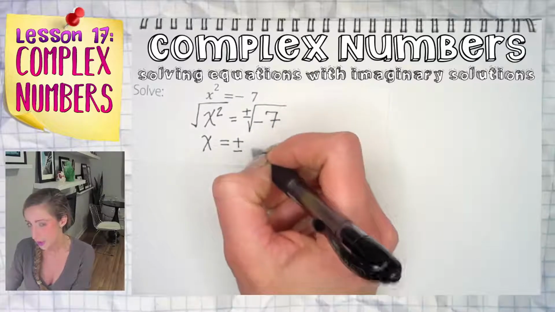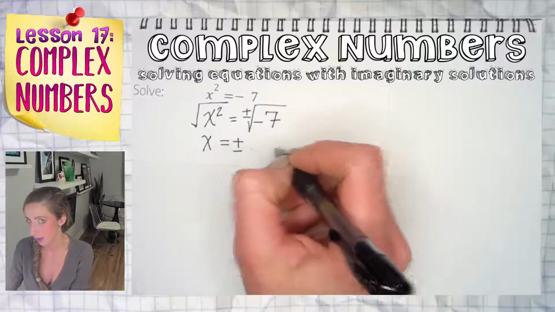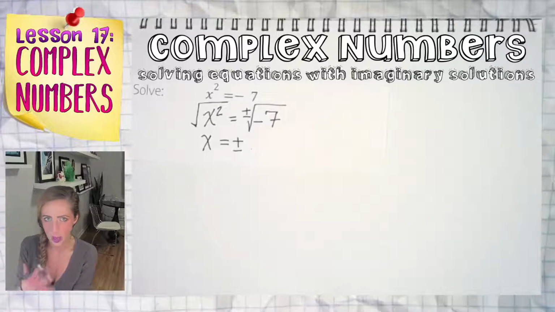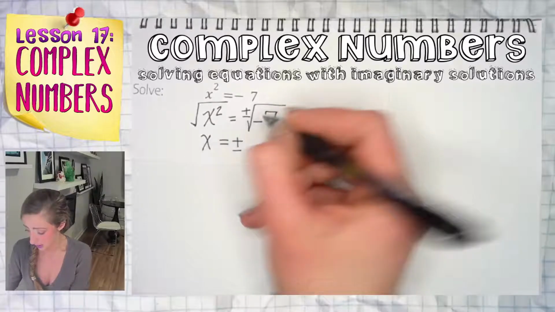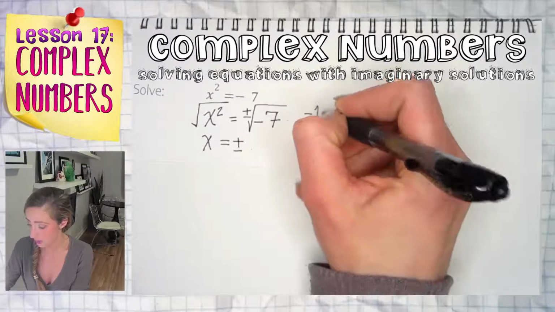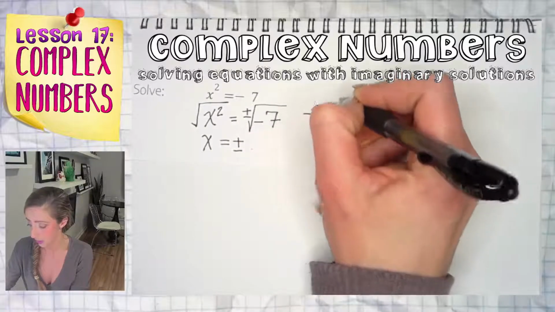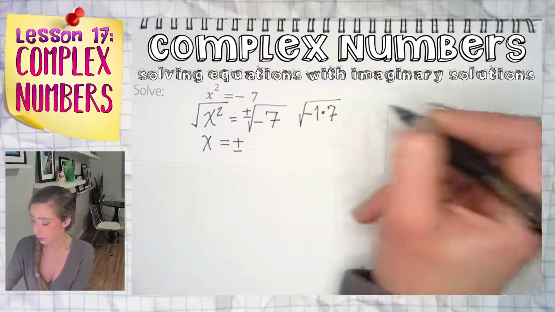A lot of people at this point are going to write 7i because you want that square root to be gone when you're done, or at least something to have come out of it. But in reality, the -1 times 7 is really what is underneath that radical.